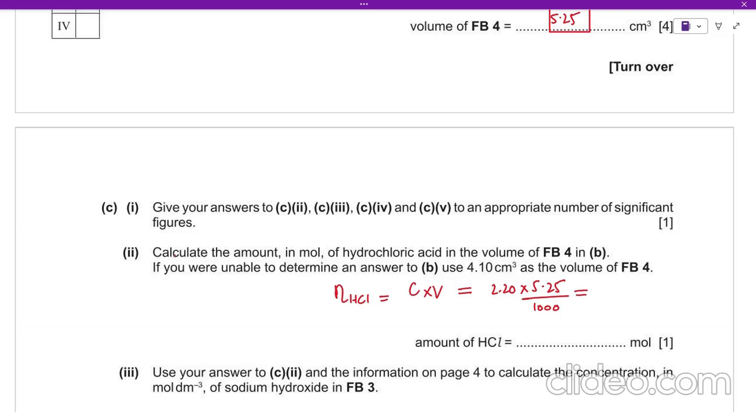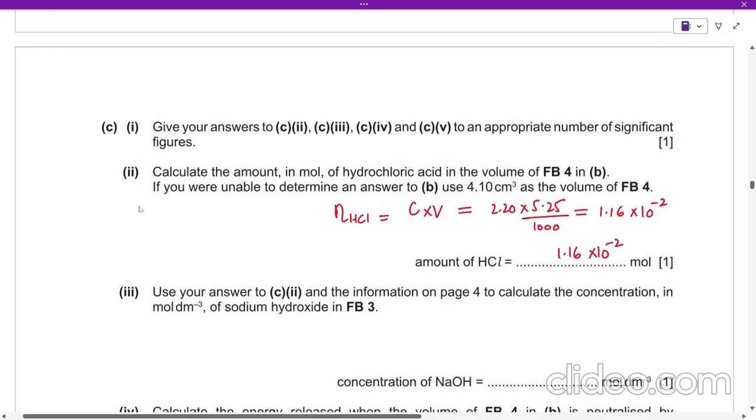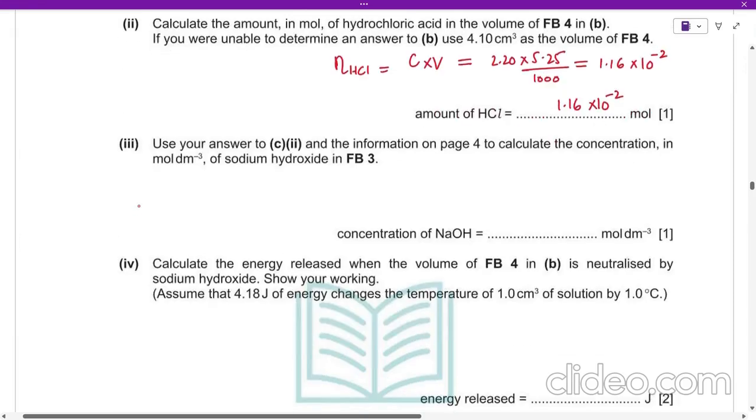It will come as 1.16 into 10 power minus 2. Actually we are getting 1.155, but we have to maintain three significant figures as they have told us that we have to maintain appropriate significant figures. So we are going to be taking it to three significant figures.